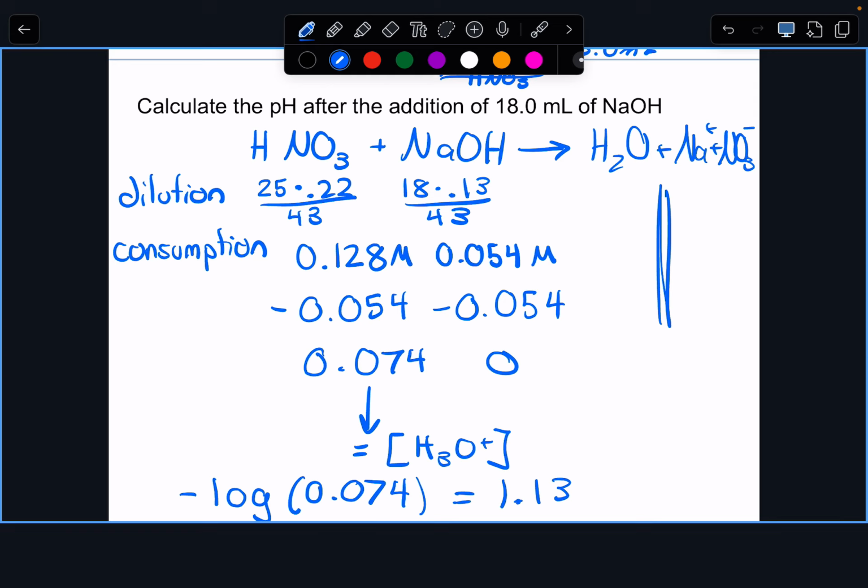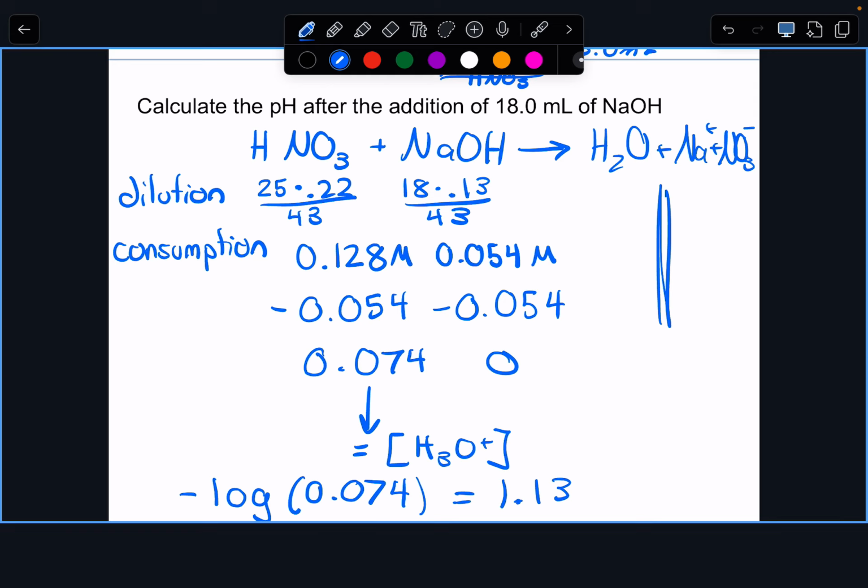So we use up all of the NaOH because that's the smallest amount. If the acid had been the smallest amount, we would use all of that up. Okay? Then we look at what we're left with. We're left with the acid, so we just take the negative log of that. If we were left with the base, we would take the negative log and then subtract that from 14.